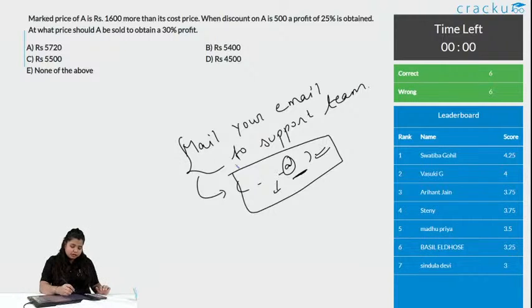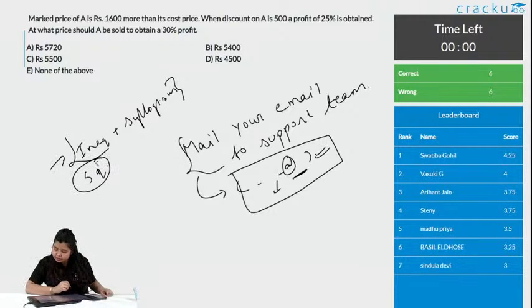Tomorrow's topic, we may do, I am not confirming, but we may do inequalities plus logs. These are really important topics. You get nearly 5 questions from these 2 topics. Next question. So this was the last question, that is the 10th question. The next question will be in tomorrow's session.